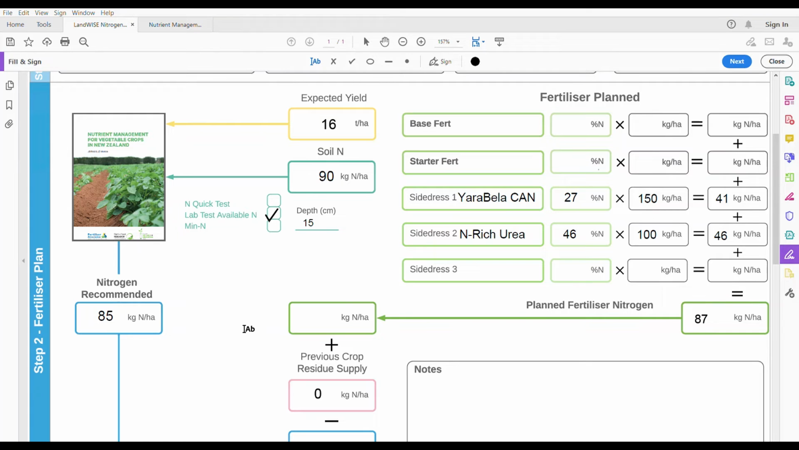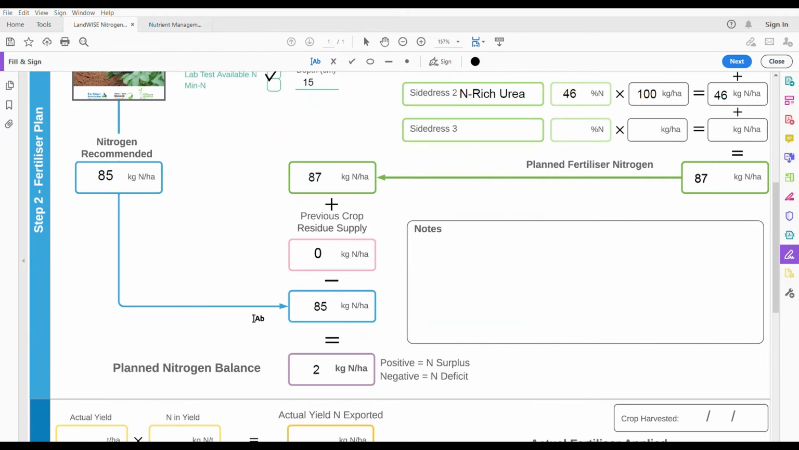Moving on to the nitrogen balance. Here the planned surplus or deficit is calculated. This is a straightforward process where nitrogen applied is subtracted from the nitrogen required. If the number is positive, there is a surplus of nitrogen. If it is negative, it's a deficit. In this case, the result is 2 kilograms of nitrogen per hectare, so there is a very small surplus. We think we've got just the right amount of nitrogen planned to go onto this crop.